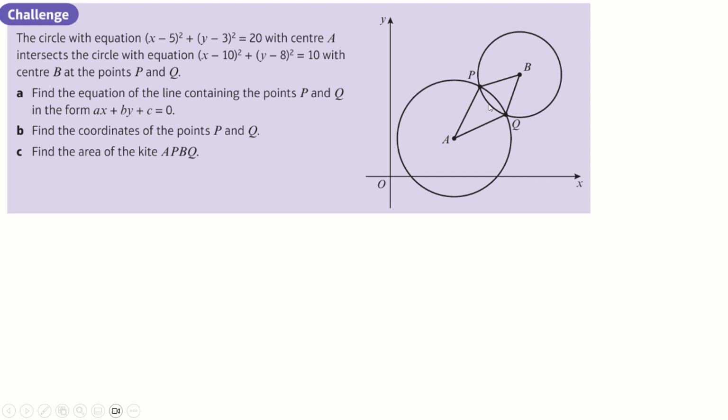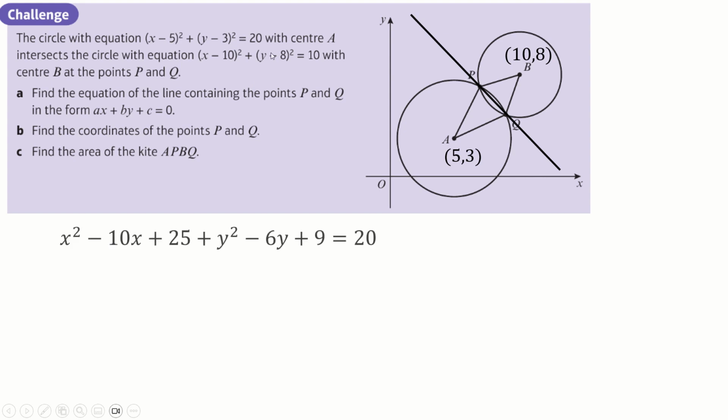We want to find the equation. So we've got two centers here, (5, 3) and (10, 8). So that's fine. We're looking for the equation of this line here, which is the line where these two circles intersect. And you can find the line of intersection of two circles, if they do intersect, by just doing one equation minus the other one.